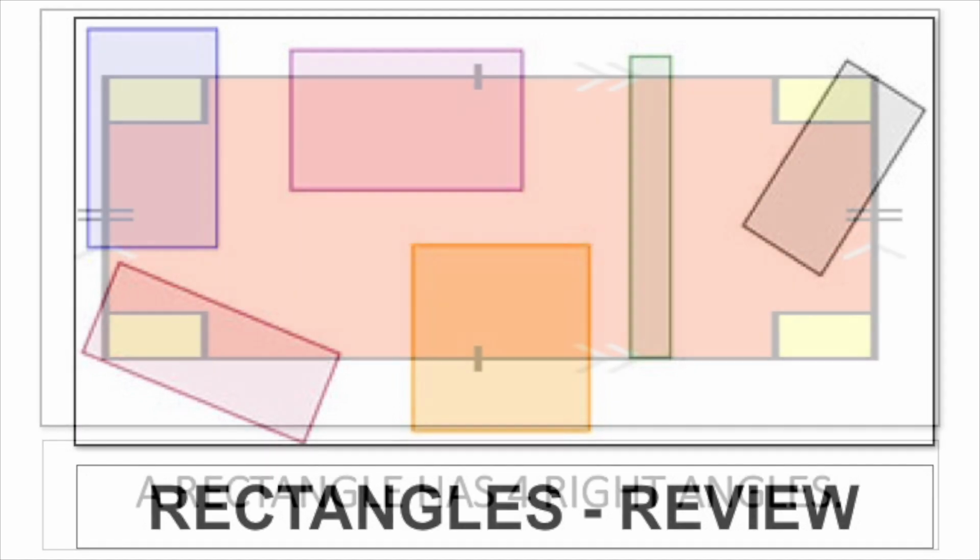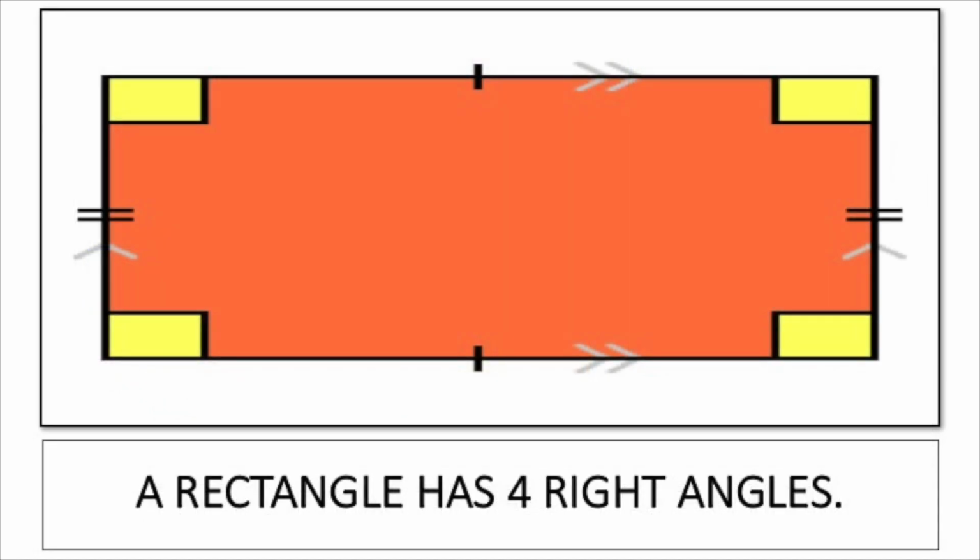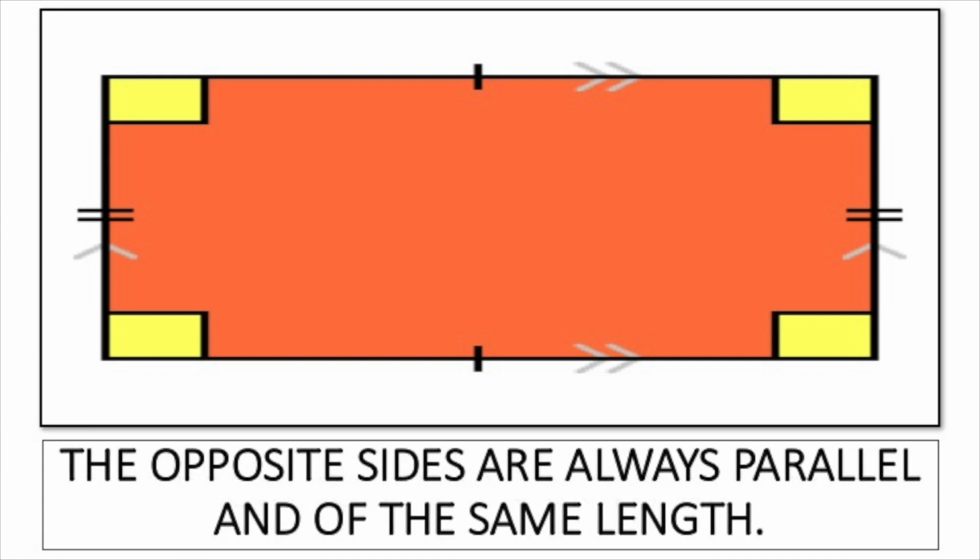A rectangle has 4 right angles. And you can see them in the corners here. When a vertical line meets a horizontal line, a right angle is created. The opposite sides are always parallel and of the same length. Yes, opposite sides, same length.